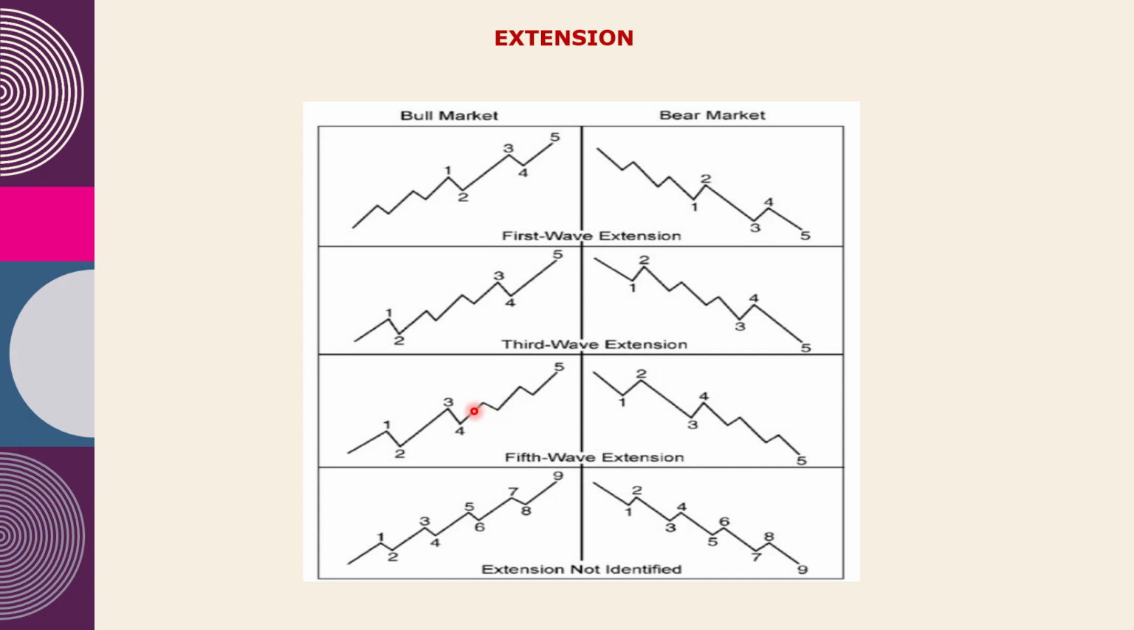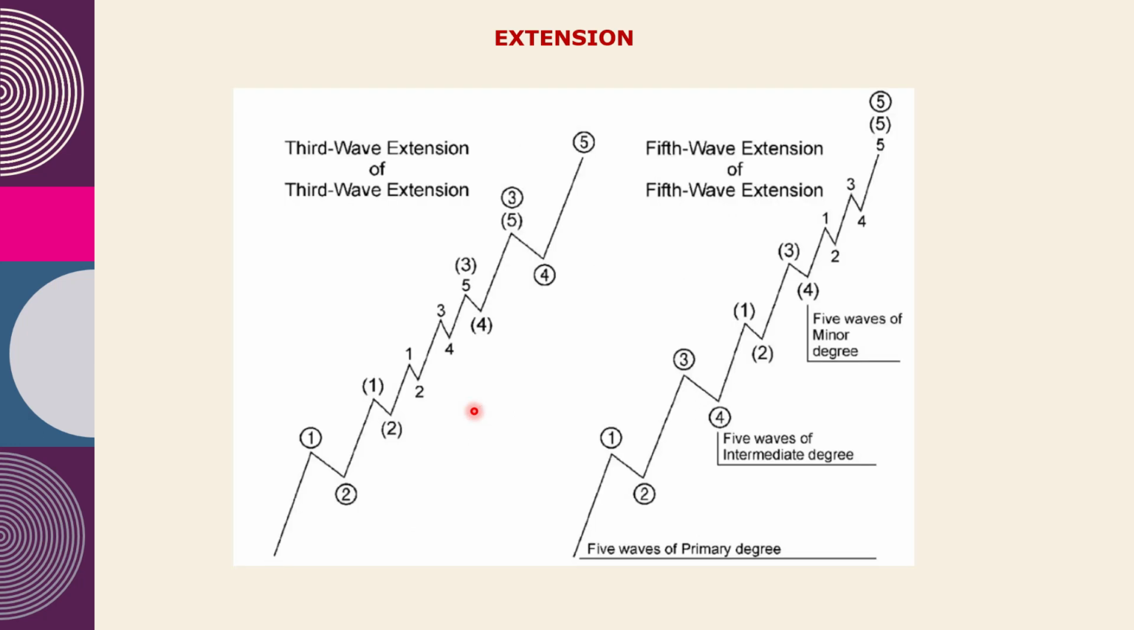Rarely do 2 motive waves extend, but if that does happen, it is usually wave 3 and 5. We call that structure a double extension. When an extension occurs within an extended wave, it is common for the extension at the lower degree to be in the same wave position as the extension of which it is a part.